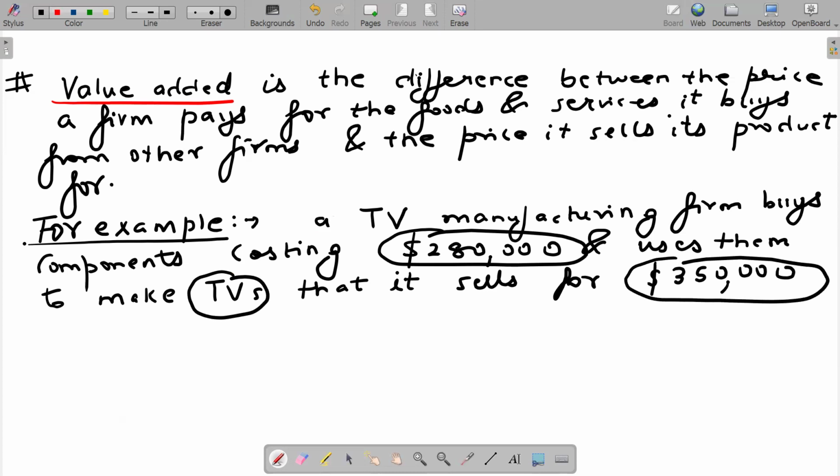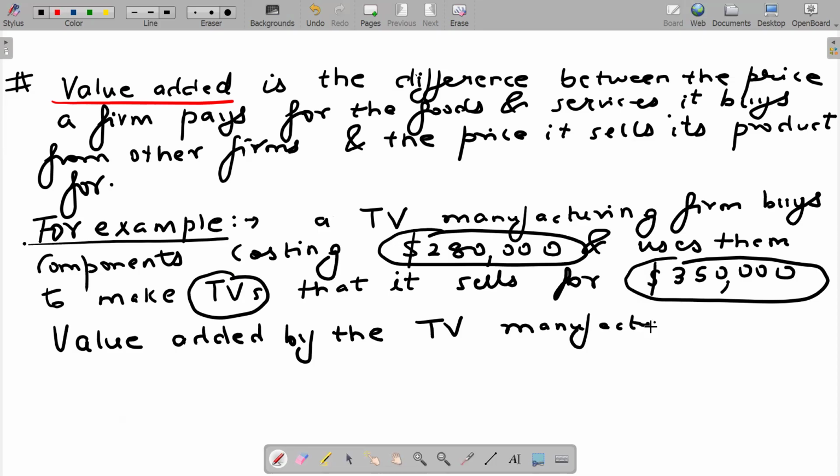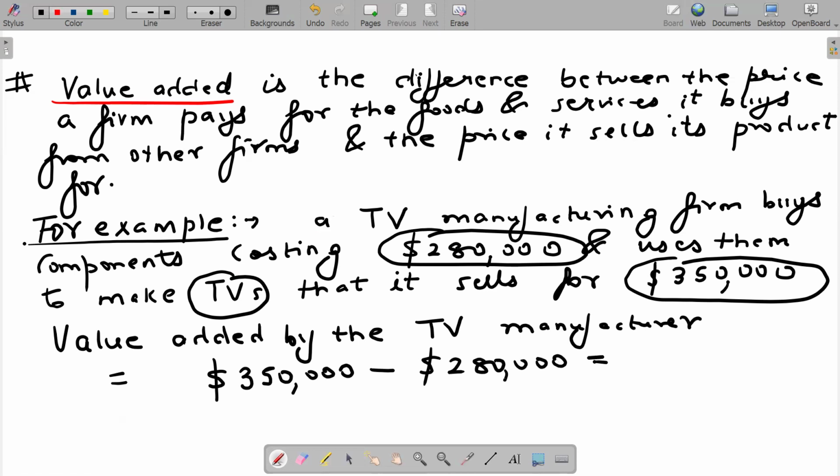So how much is the value added? The value added by the TV manufacturer is equal to the final value of the output, which is $350,000, minus the cost of purchasing those components, which is $280,000. That means the value added is $70,000. This is the value added by the TV manufacturer.